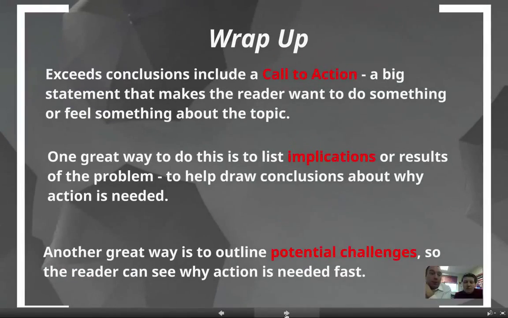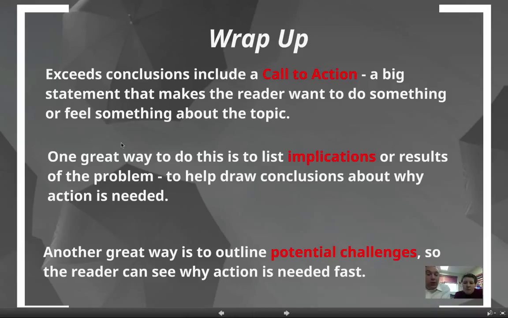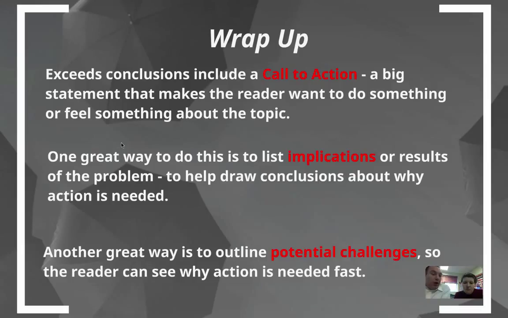So to recap, to exceed mastery in your conclusion, you need to include a call to action, which is a big statement that makes the reader want to do something or feel something about the topic. They don't actually have to do it, but they have to sort of start thinking that way. One great way to do this is to list implications or results of the problem to help draw conclusions about why the action is needed. And another great way to do this is through your potential challenges, so the reader can see what action is needed fast. Okay?